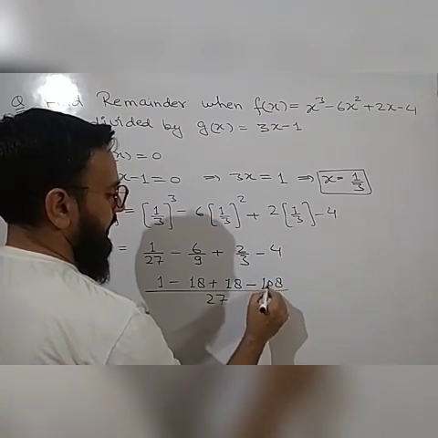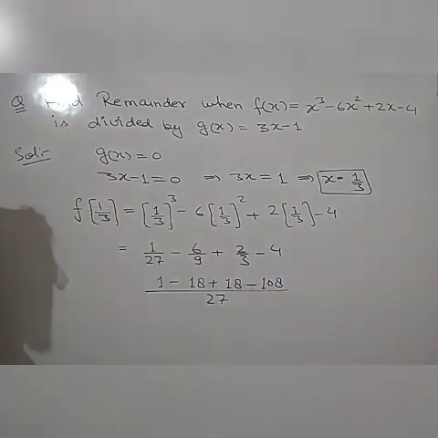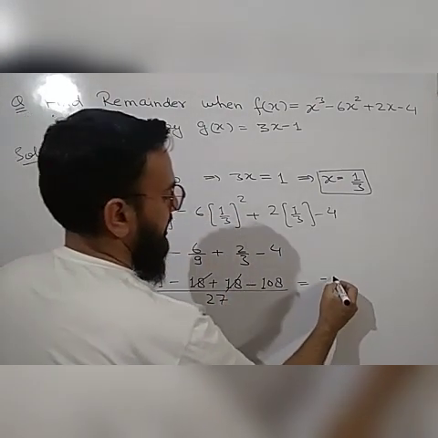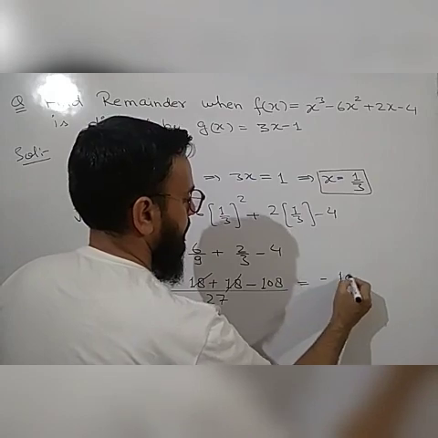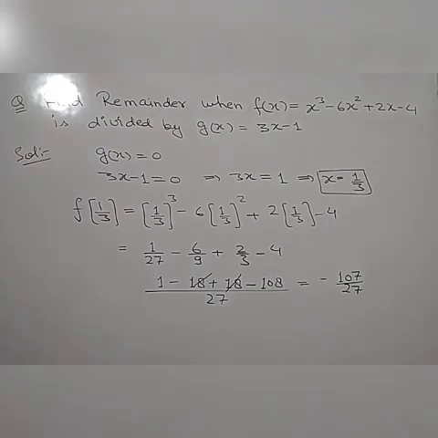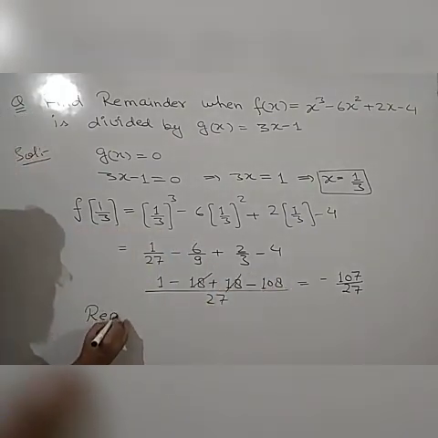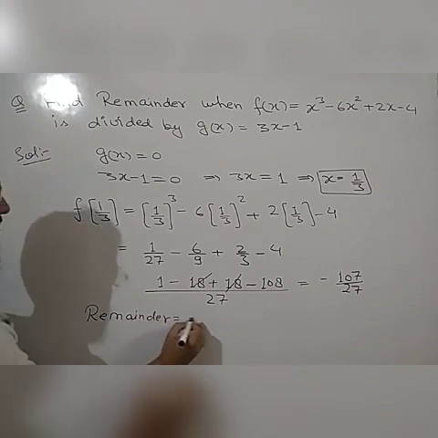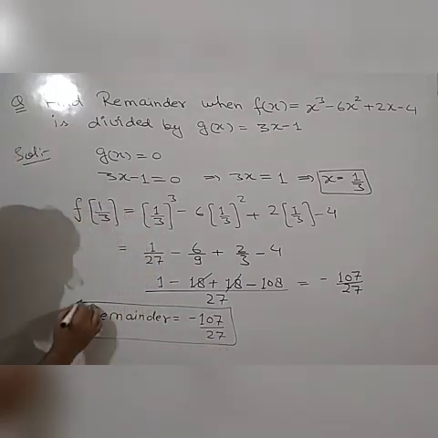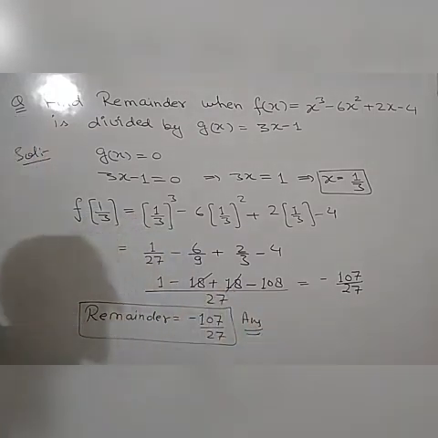It will be 108. Now solving this term, this plus 18 and minus 18 will be cancelled out. So we will get the answer minus 1 minus 108, that will be equal to minus 107 upon 27. So it will be the remainder. It means the remainder is equal to minus 107 upon 27. It will be our answer. Remainder is minus 107 upon 27.